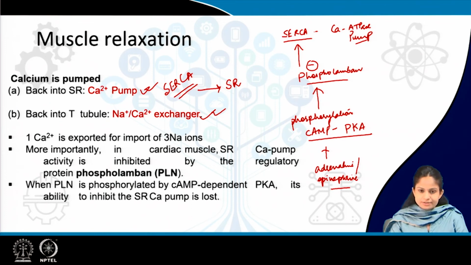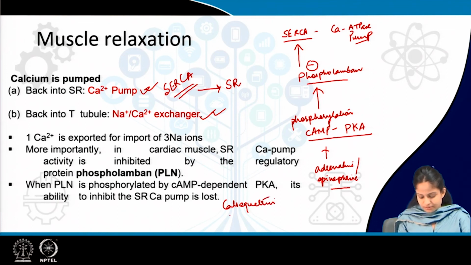Now, the second thing is, whenever the calcium is going inside the SERCA pump, the calcium should not come out of the sarcoplasmic reticulum. So, there should be a calcium binding protein in the sarcoplasmic reticulum. So, what are these calcium binding proteins? Mainly we have two: one is calsequestrin, the other one is calreticulin. These two we have to remember.